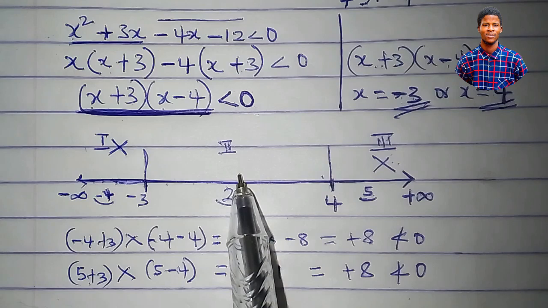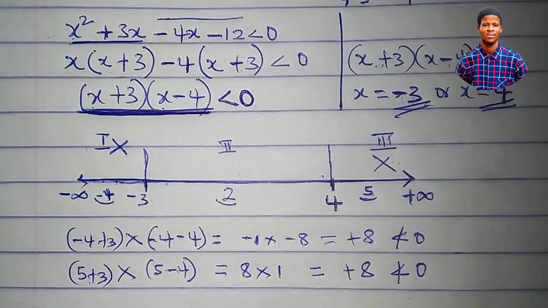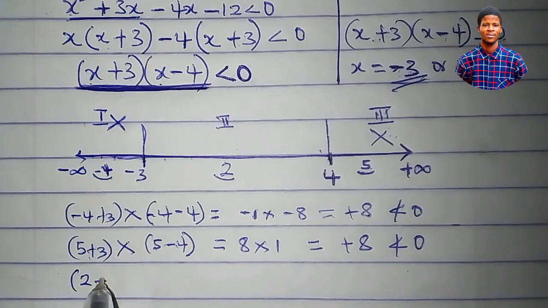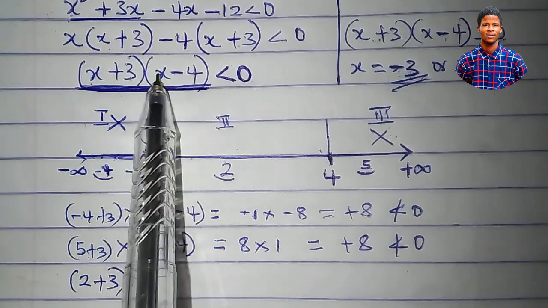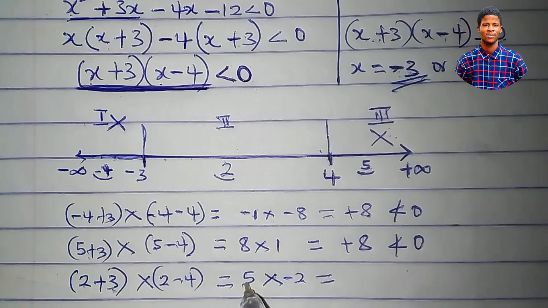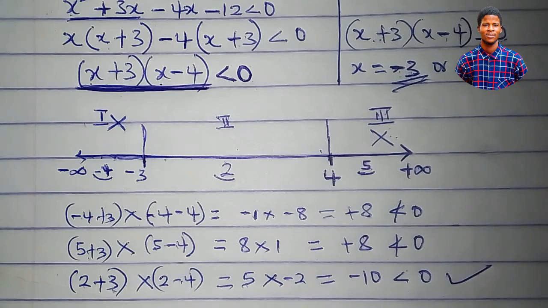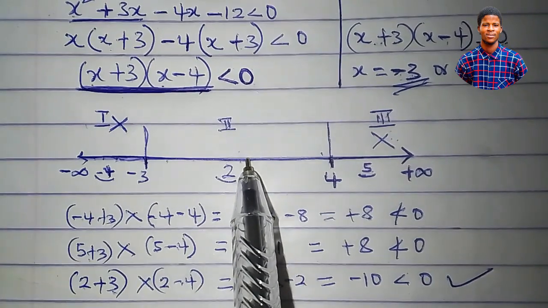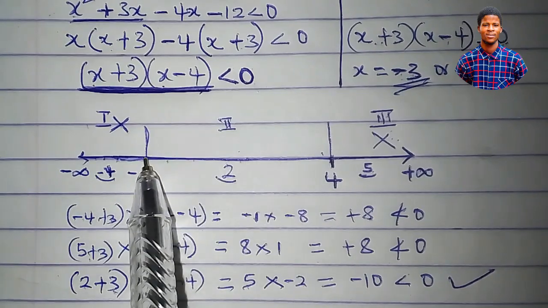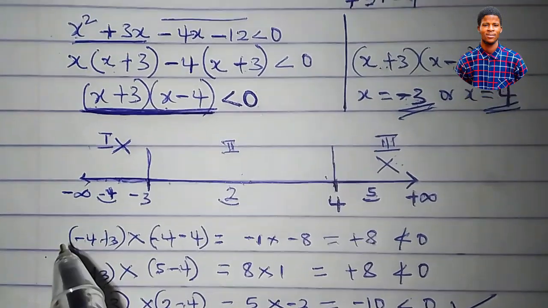Let's test for region 2 now. Let's use this value 2. So we have 2 plus 3 times 2 minus 4. 2 plus 3 is 5. 2 minus 4 is minus 2. 5 times minus 2 is minus 10. And minus 10 is less than 0. That means region 2 is true. So, the solution set lies within this interval between minus 3 and 4. This is what we have now.